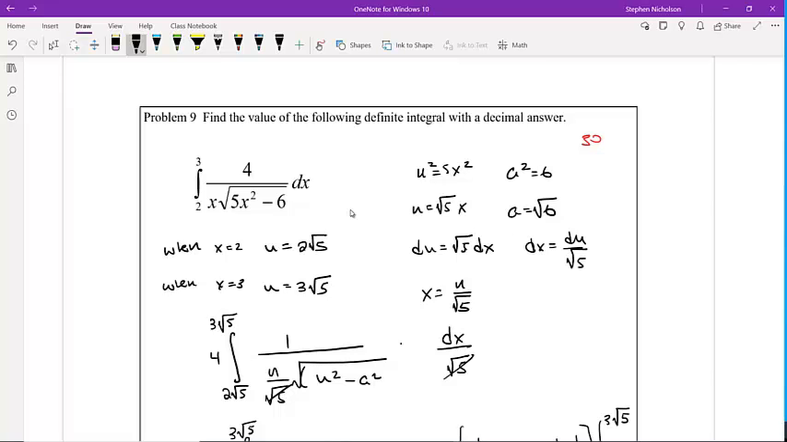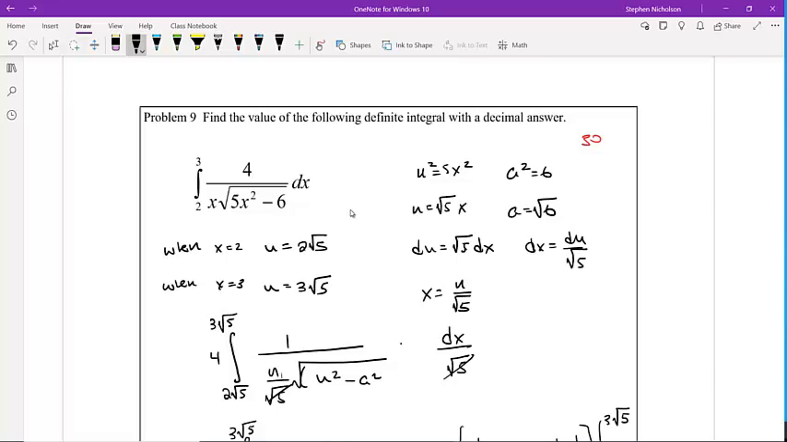The 4 I bring out. 2 becomes 2 square root of 5. 3 becomes 3 square root of 5. X becomes u divided by the square root of 5. So that's down here. X is u divided by the square root of 5. So a lot of people didn't get that extra square root of 5 in there.